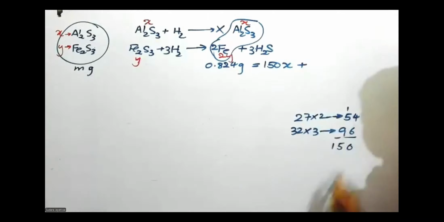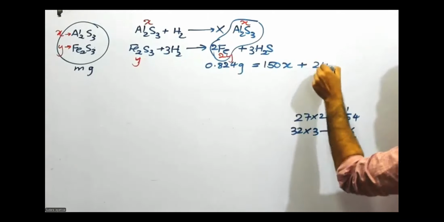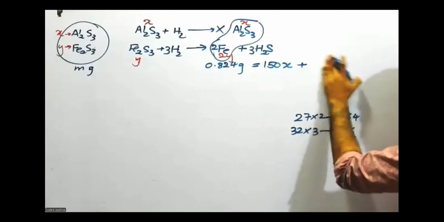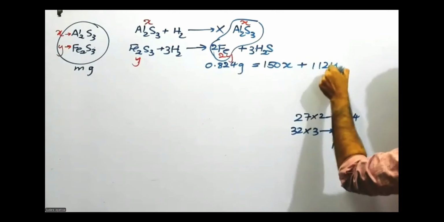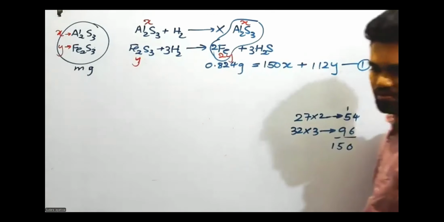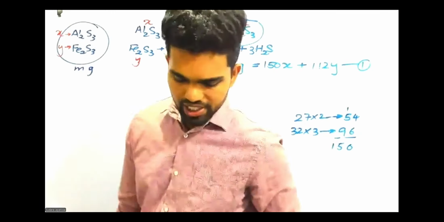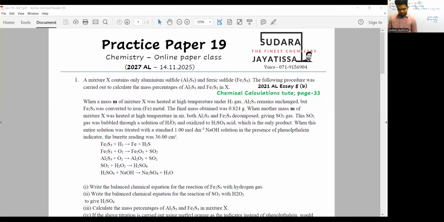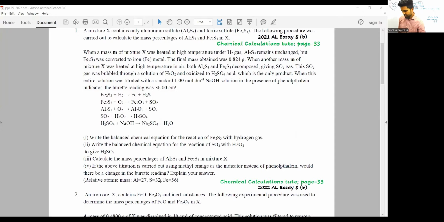The mass of Fe is 2y times 56, where 56 is the molar mass of iron. If you simplify this, you can write 112y. Is that clear now? This is our first equation. I'll show you the question again and remind you of the theory part I just told you. The molar masses are given somewhere, see? Aluminium 27, sulfur 32 and iron 56 are given. So no problem with that, okay?